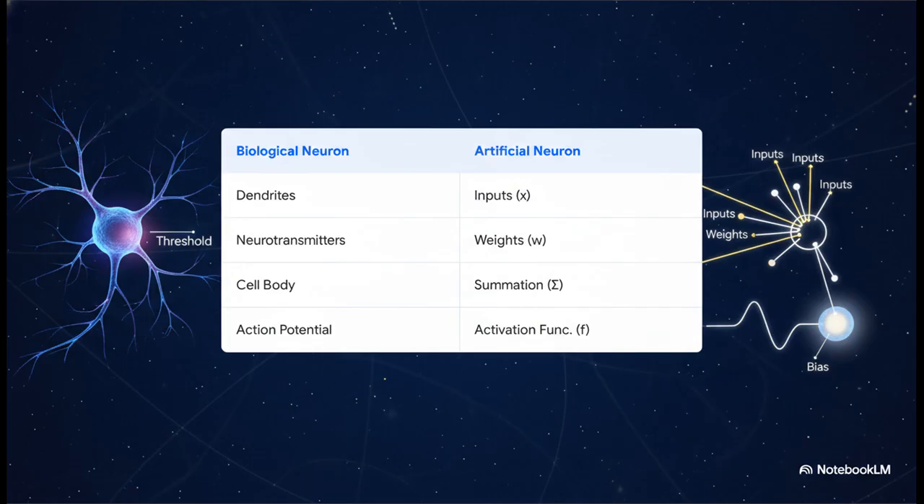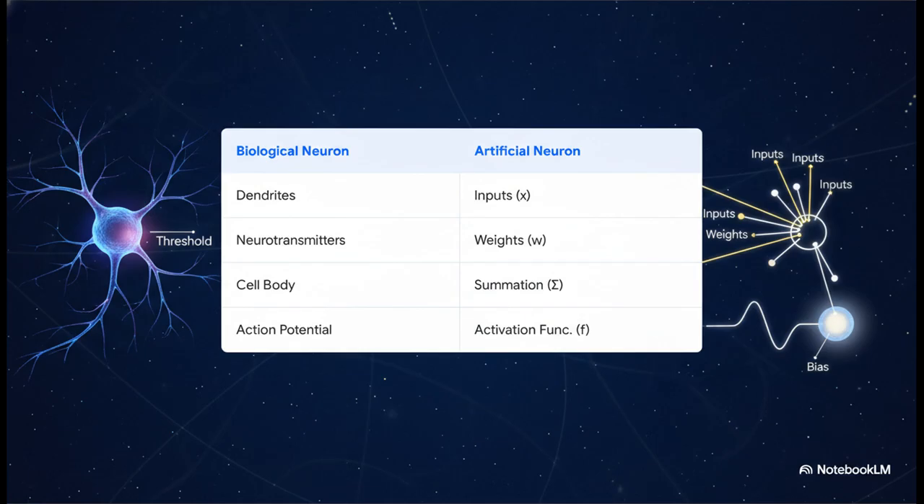Okay, take a good look at this, because this is the heart of it all. AI is really an act of biomimicry, and this table shows you exactly how. On one side, you have a real biological neuron. On the other, its digital twin. Let's walk through it. Your neuron's dendrites, they're like little antennas that catch signals. For the AI, those are just the inputs, the raw data. Now, how strong are those signals? In the brain, that's controlled by neurotransmitters. The AI's version is weights. We'll talk a lot more about those in a sec.